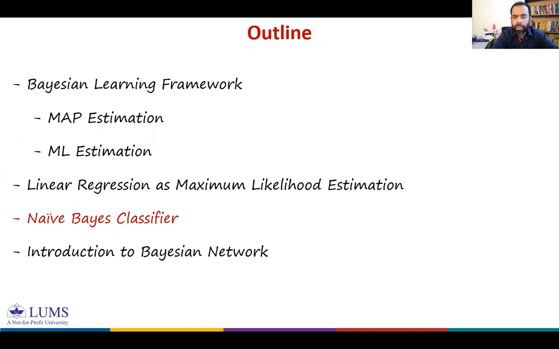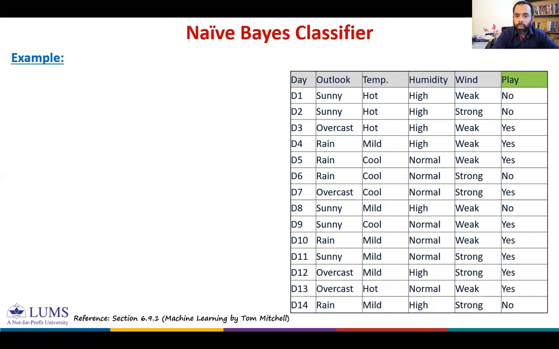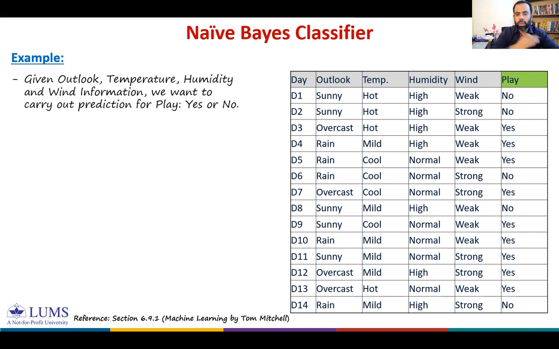Before we carry out a mathematical treatment of the topic, we will start with one simple example in which we will build a Naive Bayes classifier so that you can have a basic understanding of the concepts. We assume that we are given this data. We have information about, on any particular day, outlook, temperature, humidity, and wind, and we want to predict whether there will be play on that day or not. And we are given this data for 14 consecutive days.